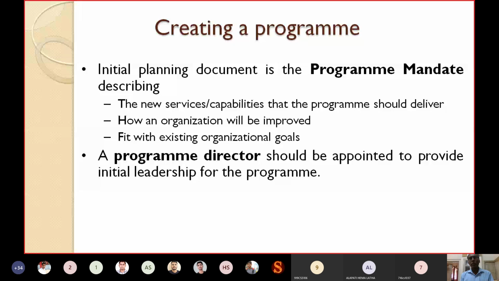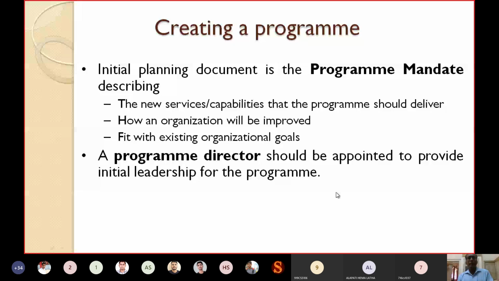The program mandate will describe what the new services or the new capabilities are that the program should deliver. Then it must also describe how an organization will be improved, what steps and activities should be performed so that an organization can be improved. It also describes fit with the existing organization goals. So what are the plans we are making? How do they fit to the existing organization goals? Every organization has some goals. So how the initial planning can fit with the existing organizational goals.